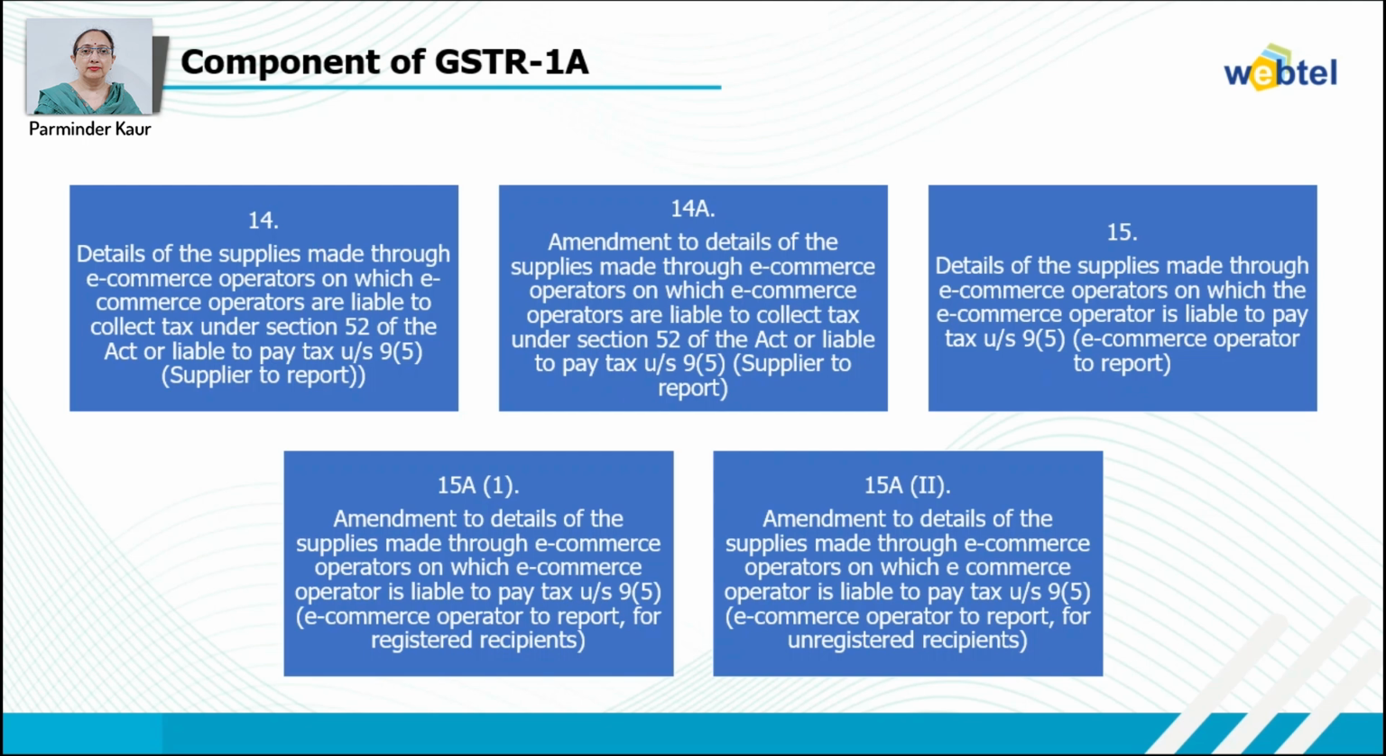15A1 means amendment to the details of the supplies made through e-commerce operator on which e-commerce operator is liable to pay the tax under section 9(5), for registered recipients, and 15A2 is for unregistered recipients. So this heading will capture any amendment made to the details of the supplies on which e-commerce operator is liable to collect tax under section 52 and it is reported for registered and unregistered recipients.